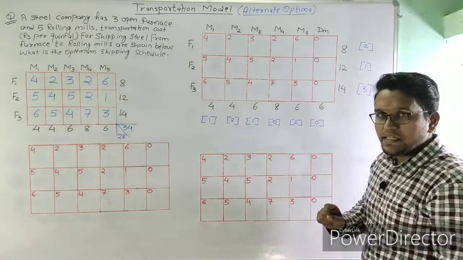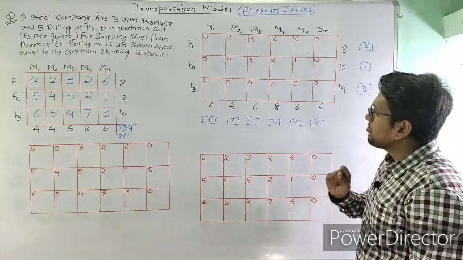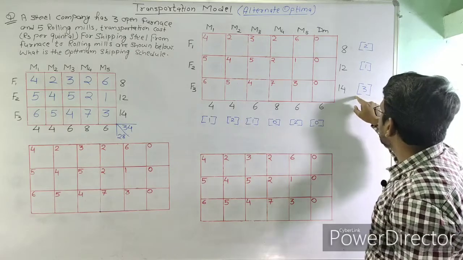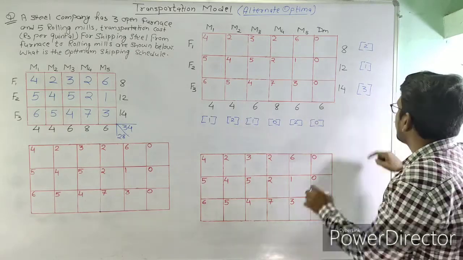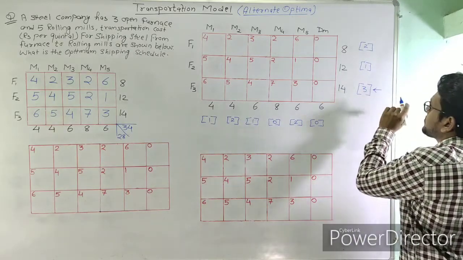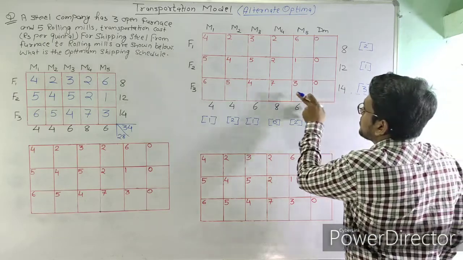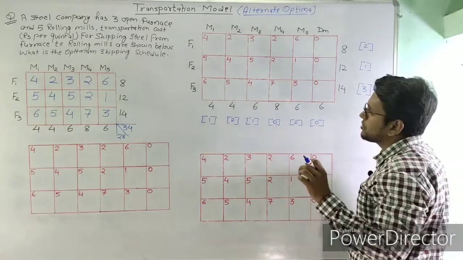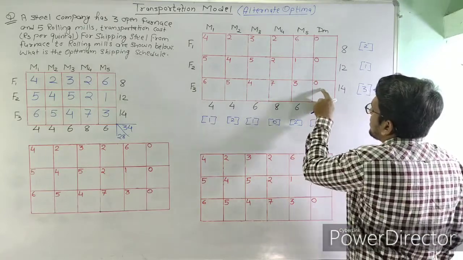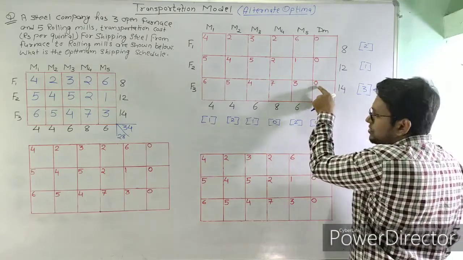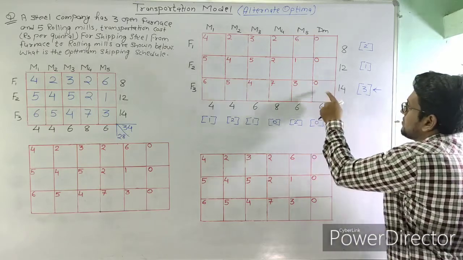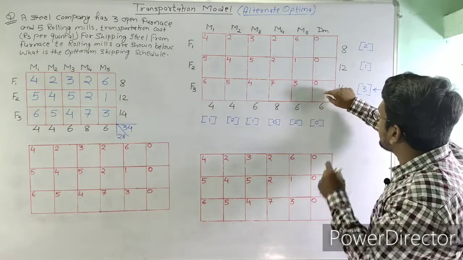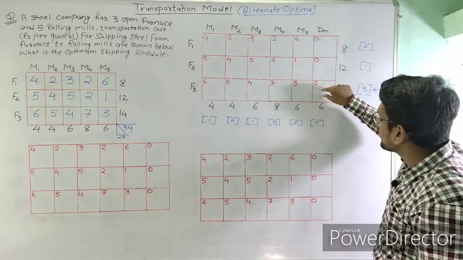Now we will select the row or column with maximum penalty. So here we can see that among all these, 3 is having the maximum penalty, so we will select this column, and in this column we will select the cell which is having the lowest transportation cost. So this particular cell is having the transportation cost 0. So we will select this cell and we will try to allocate as much as possible in this particular cell.